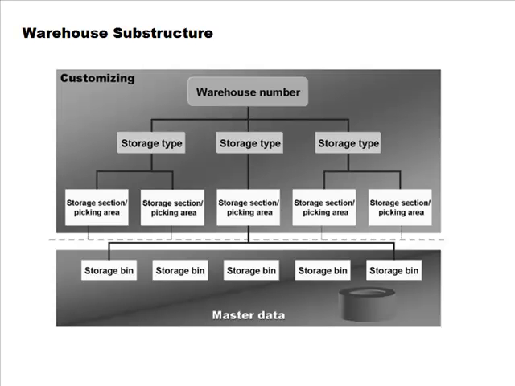So you may say it's a storage location for raw material, or you may say it's a storage location for perishable items, whatever. Those are different storage types. And then under storage types, you have several storage sections.